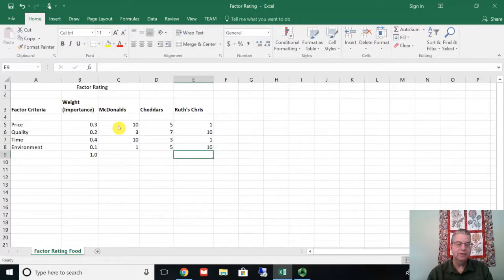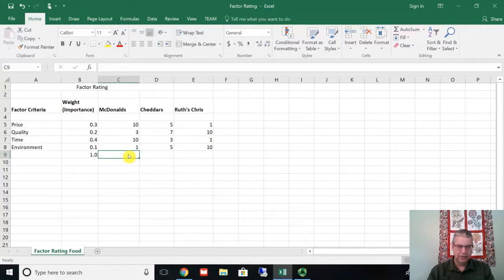So now we've got scores for each location, and we got a weight. Now we've got to figure out what to do. What factor rating tells us we should do is we should multiply the weight, like the 0.3, times McDonald's score of 10, and then we should multiply the 0.2 times the 3, and then 0.4 times 10, and 0.1 times 1, and come up with a total scaled score.